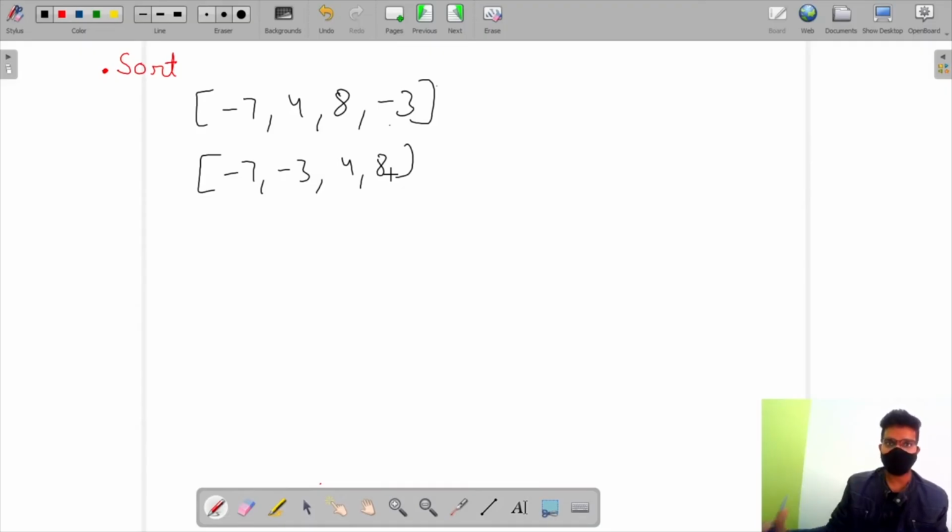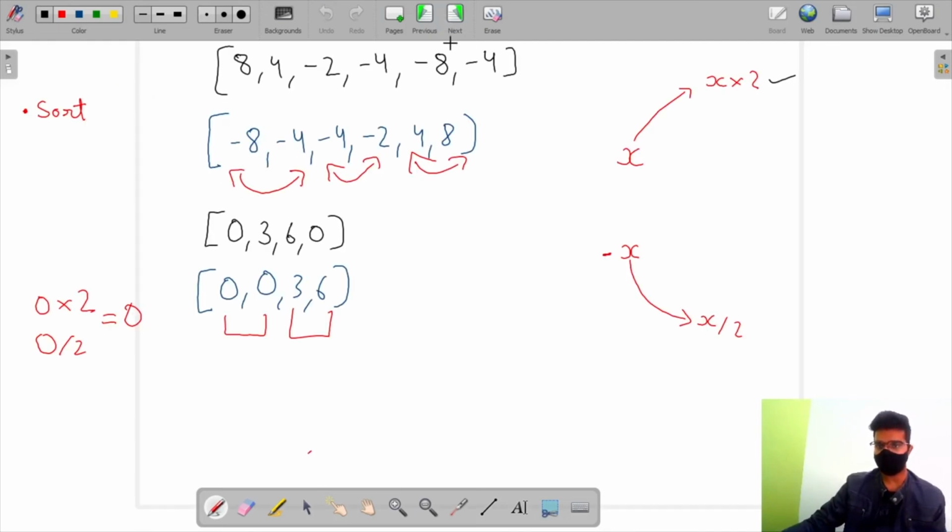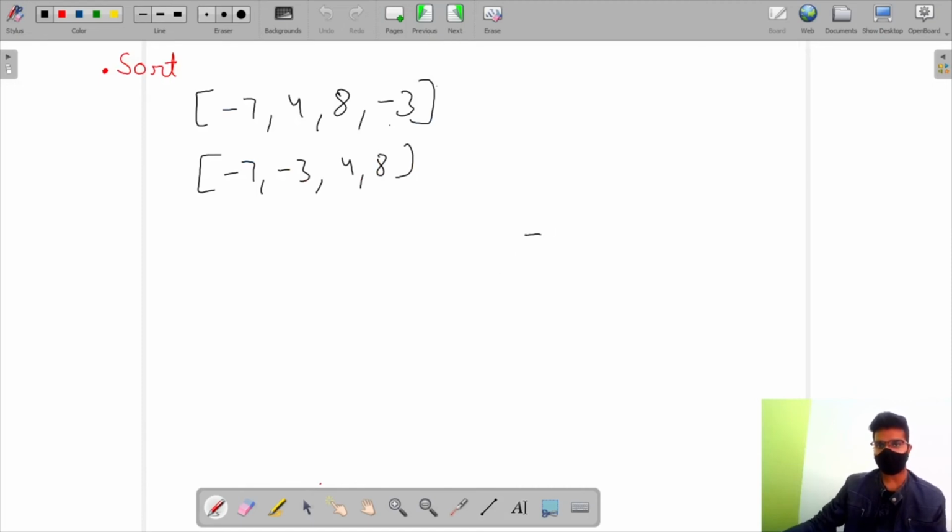But can we ever pair a -7? Can we ever pair -7? Think about it. So what we used to do if it was a negative value, we used to check x upon 2, whether x upon 2 exists. So if -7 upon 2, what will it be? It will be some decimal value. It will be 3 point something, right? In terms of programming, it will be 3. But is 3 really the double of -7? No, it is not. Right? It will be -3. So -3 is not the double of -7, right?